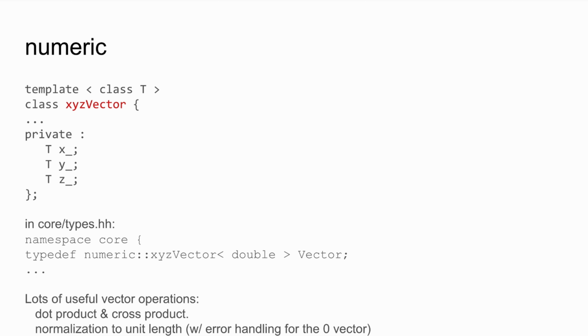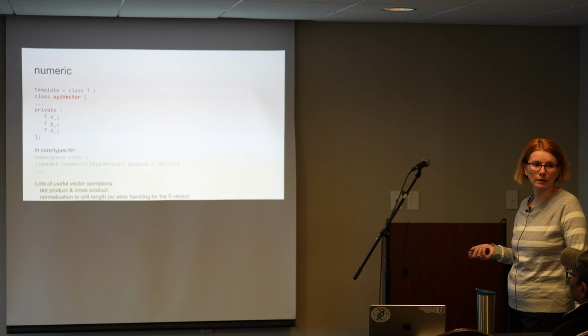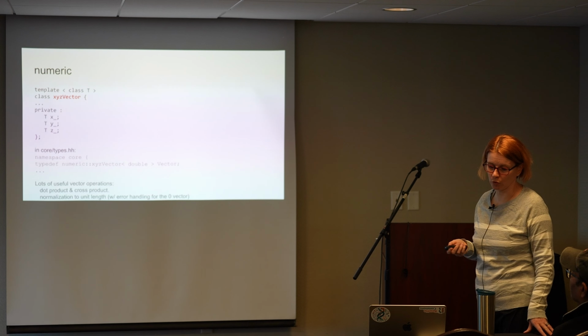So, numeric. We have the XYZ vector, which has the private member variables, basically XYZ, pretty much position. It is implemented in core types. So the namespace is core, and the typedef numeric XYZ vector is basically the vector. There are lots of useful operations in there: dot product, cross product, normalization to unit length, all kinds of things. I would really recommend you go in there, check it out, look around and see what's all in there so that next time you know where things are.